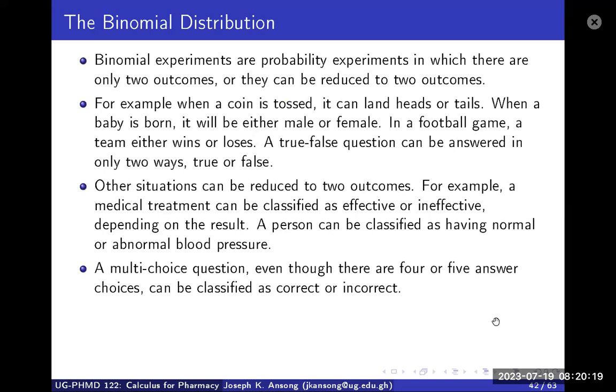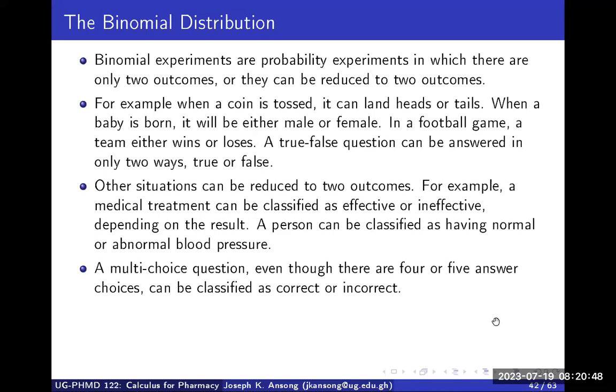So binomial experiments are probability experiments in which there are only two outcomes, or the experiment can be reduced to two outcomes. Whenever this is the case, then you have what is called a binomial distribution, and then you can use the formulas for computing the mean, variance, standard deviation, and so on for that probability experiment.